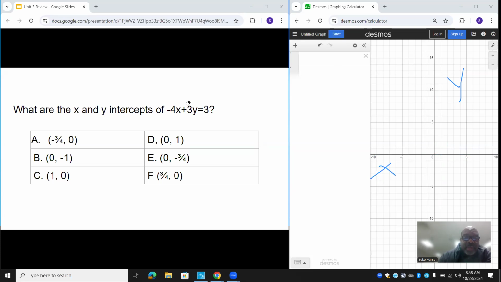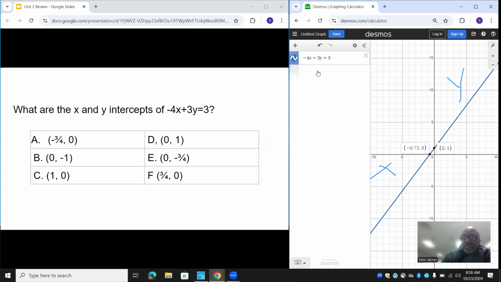So it's asking me, what are the y and x intercepts? Intercepts are where they cross. So what I'm going to do is type in negative 4x plus 3y equals 3. All right, and so now I can look here and I can see the x-intercept is negative 0.75 and 0, and the y-intercept is here, which is 1.